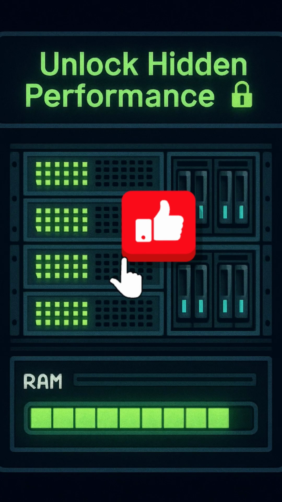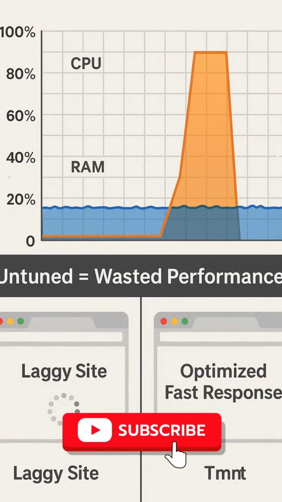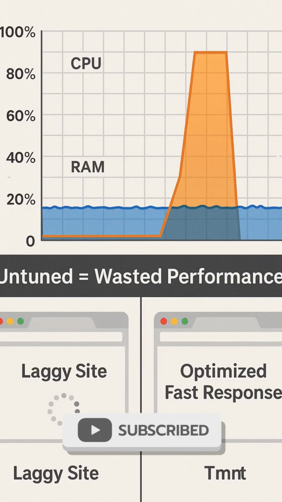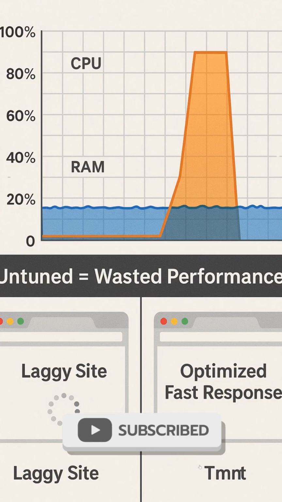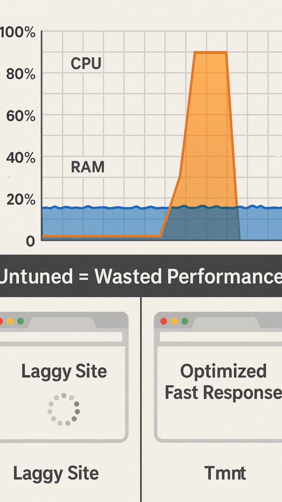Let's dive in. Untuned memory means wasted resources and lag. Imagine web pages loading slowly, services crashing under peak load, or users complaining while CPU still has headroom. All because of poor memory management. Memory tuning isn't about more RAM. It's about smarter use of what you already have.